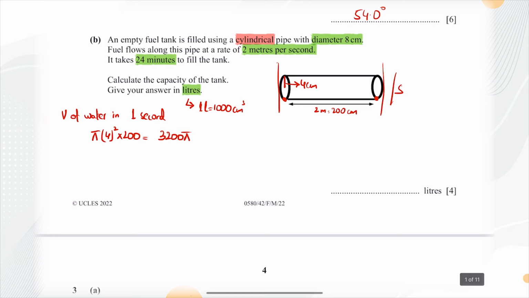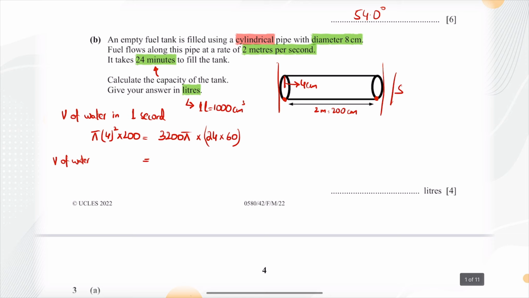Now this happens for a total of how many minutes? 24 minutes. So what do you think? Should I multiply this by 24 or should I multiply this by something else? 3600? No, not 3600. Or 60? Yes, 24 times 60. Why 24 times 60? Because I need to convert 24 minutes into seconds. Okay. So when you multiply this, you will then have the volume of water in 24 minutes.